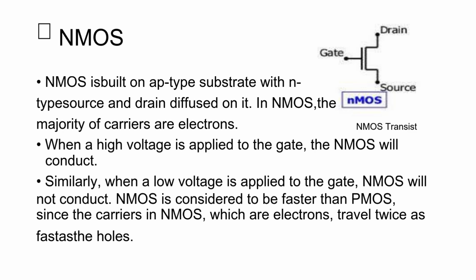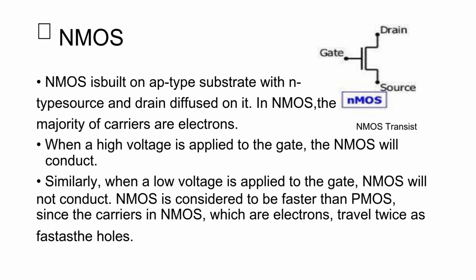NMOS, N-type metal oxide semiconductor. NMOS transistors are made with N-type semiconductor material, which has an excess of electrons. NMOS transistors are activated when high voltage, that is, one, is applied to the gate, allowing the current to flow between the drain and source. NMOS transistors are generally faster and more efficient than the PMOS transistor due to the higher mobility of electrons.